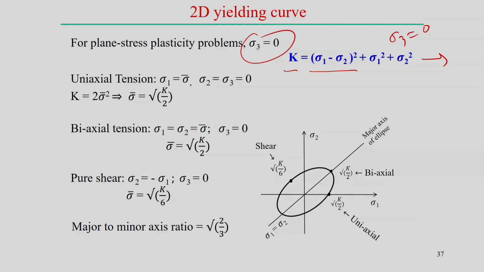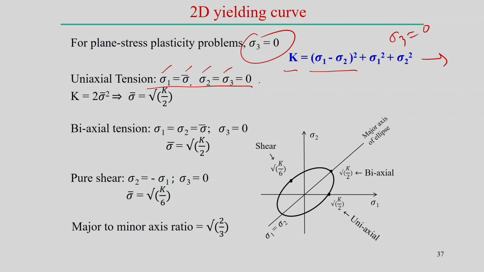Now, we can find out the value of k also. Normally k is decided from experimental observation. For example, we assume uniaxial tensile testing, where sigma 1 equal to sigma bar, say, the yield stress value, and sigma 2 and sigma 3 equal to 0.